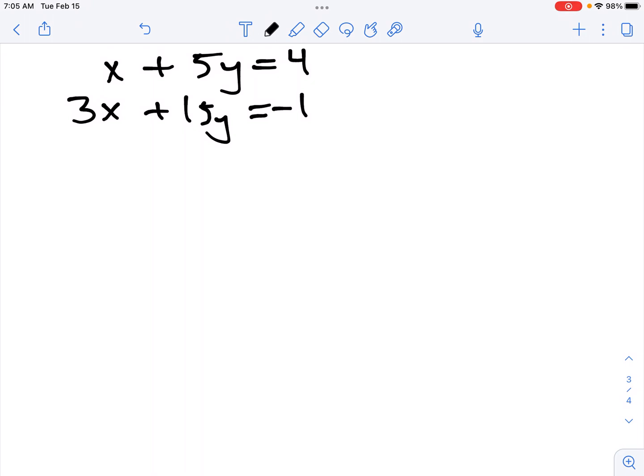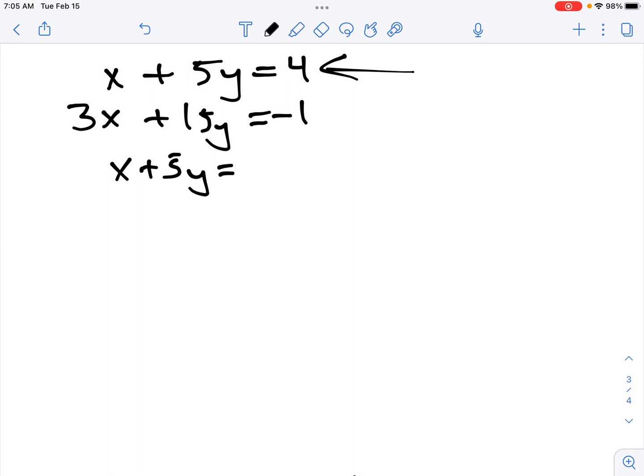So the first thing we have to do is look at this and say, okay, well, I don't have one of these solved for just one variable. So let's pick one of them and let's monkey around with it. So let's do this one right here. Let's take x plus 5y equals 4. We are going to solve for x because it's the easiest to solve for, right? So let's subtract 5y from both sides. So then you get x equals 4 minus 5y.